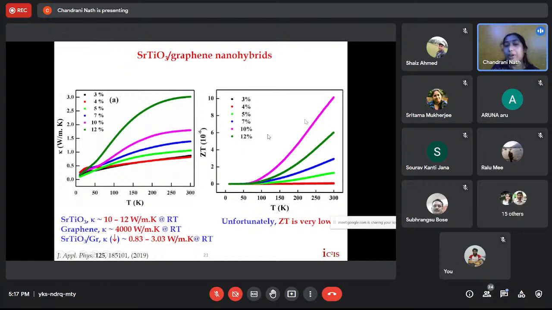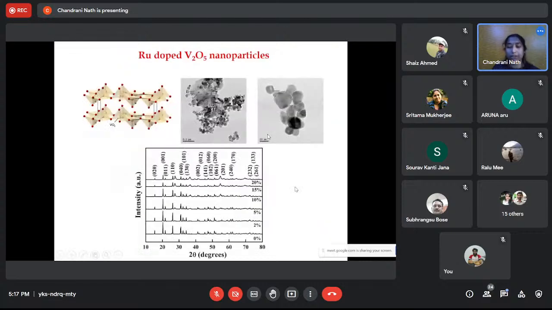But we were unfortunate to get a very low ZT value. So of course this doesn't have much place for practical application, but we could actually develop P-type. This P-type nature of these nanohybrids is very interesting. So let's move to a different system that I have worked on, although this work is still going on.